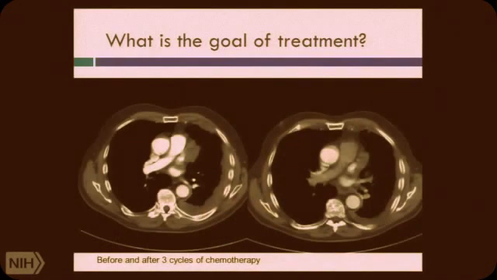The goal of treatment is to shrink the tumour so we can see that same CT scan with the rind of tumour around, and that has shrunk to some extent in the right-hand side after 3 cycles of chemotherapy. That's a moderate response. It's not the best response, it's not the worst response that I've seen, but it's not good enough.